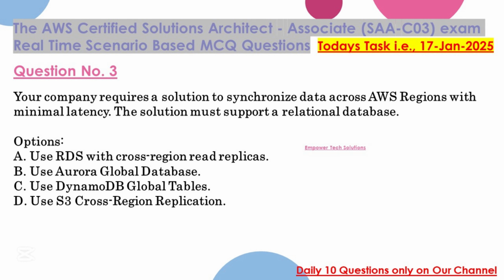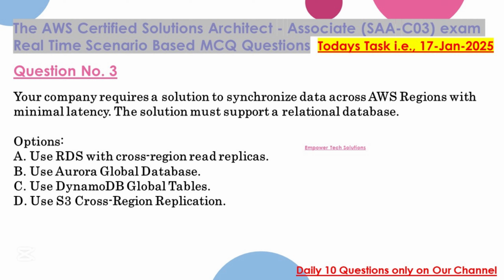Your company requires a solution to synchronize data across AWS regions with minimal latency. The solution must support a relational database. Options: A. Use RDS with cross-region read replicas. B. Use Aurora Global Database.